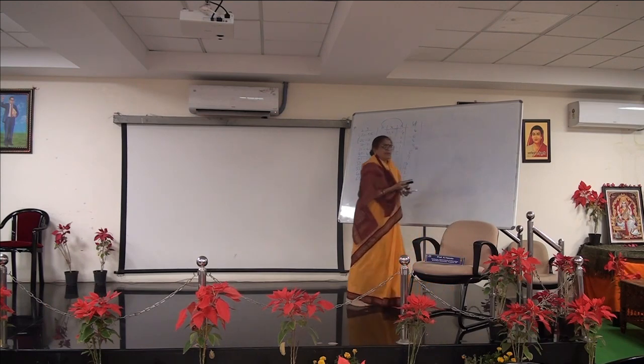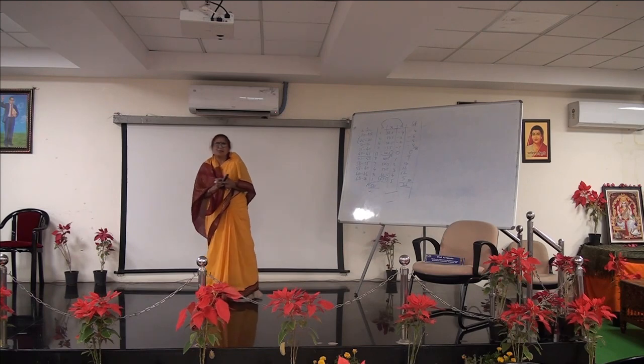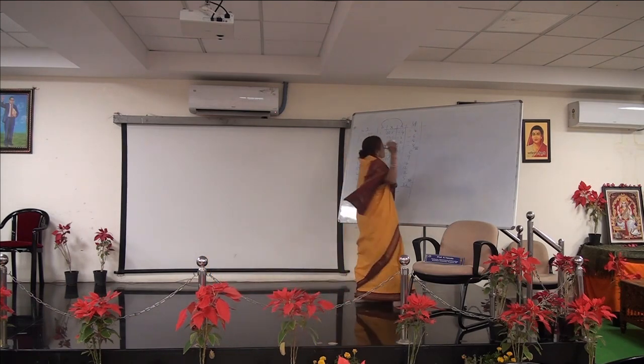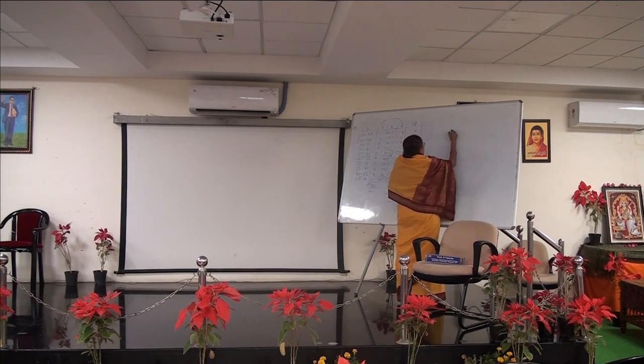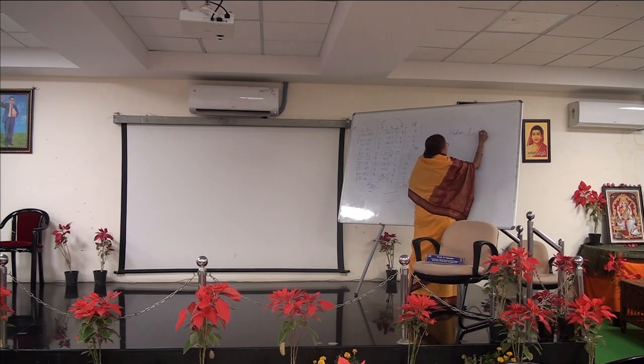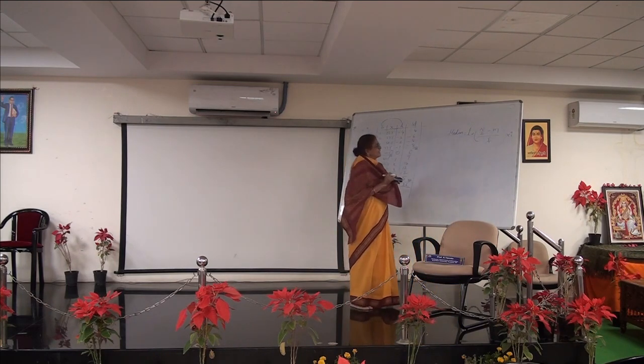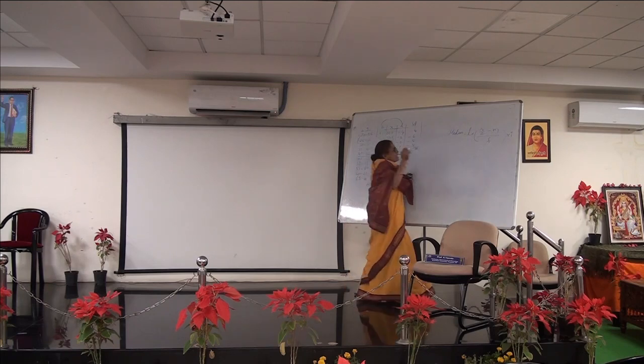Then how to compute the median for the grouped data? What is the formula for median in the grouped data? For the grouped data, median is equal to L plus (N by 2 minus m) by f into i or c. Right? What is this L?